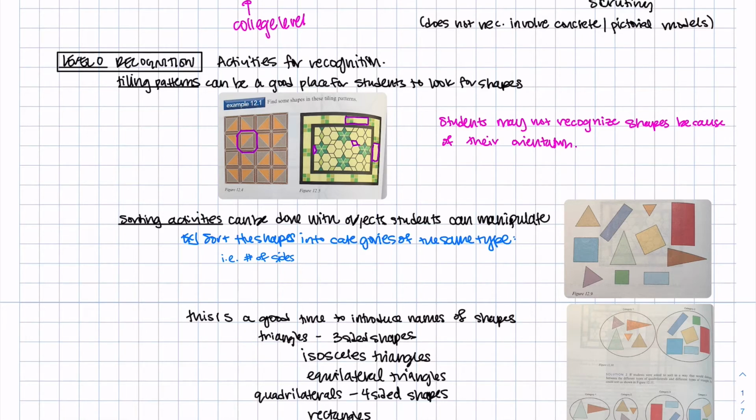Another good activity at this level is called sorting activities, which we've seen a lot of. These can be done with objects that they can actually manipulate, so blocks or tiles are very helpful at this stage, especially because that helps with this idea of orientation. If I take a triangle tile and flip it upside down, it's still a triangle. So it really helps with that orientation concept.